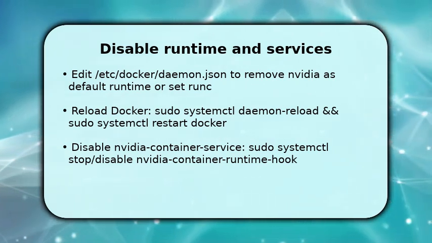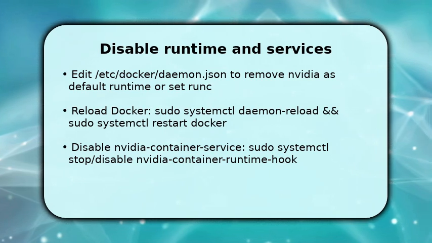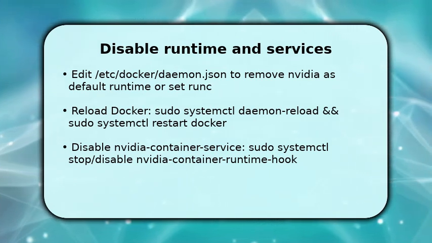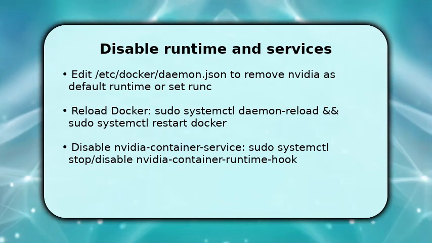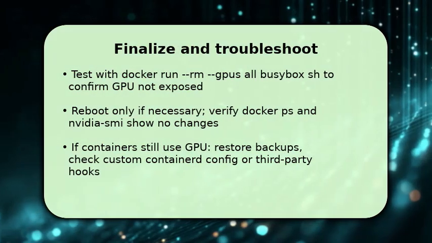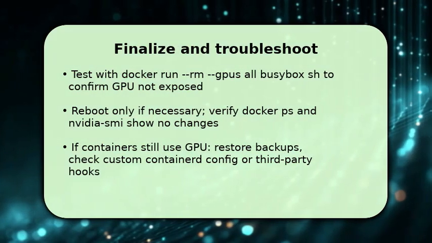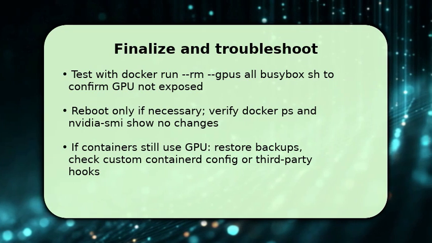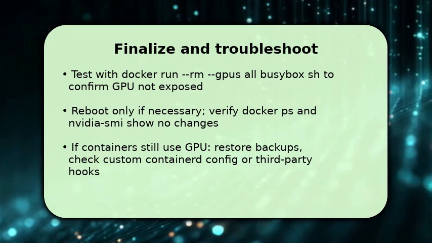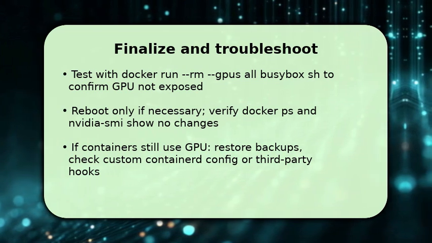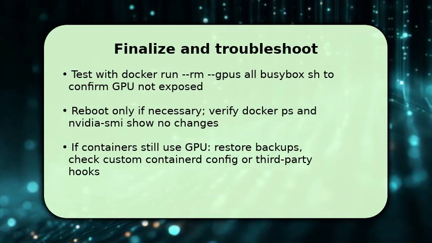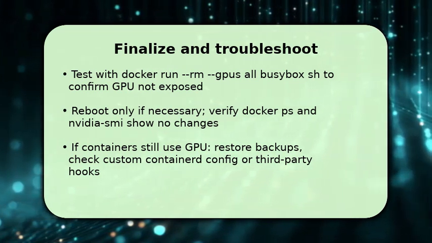Then stop and disable any NVIDIA-specific service or systemd hook, such as the NVIDIA Container runtime hook, so it doesn't re-enable itself on boot. Finish by validating your changes and knowing how to recover. Run a test container, docker run --rm busybox sh, or the same command with --gpus to confirm GPUs are not exposed. If the runtime change worked, GPU access will fail.